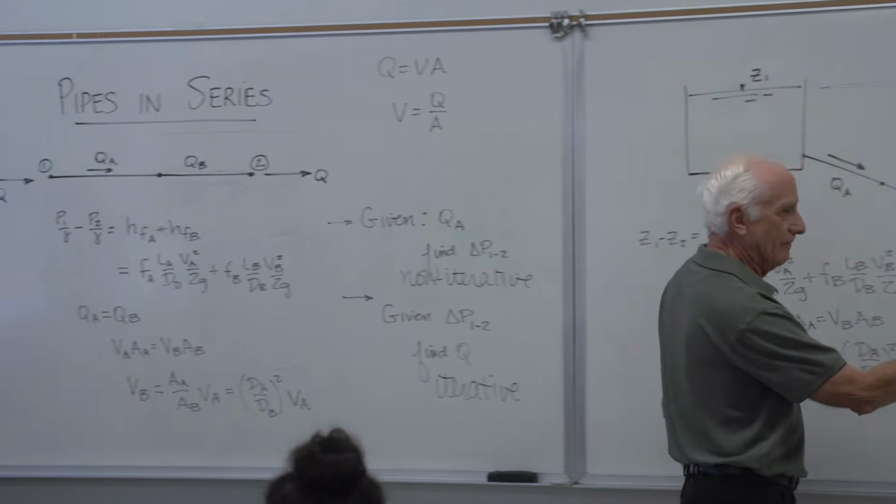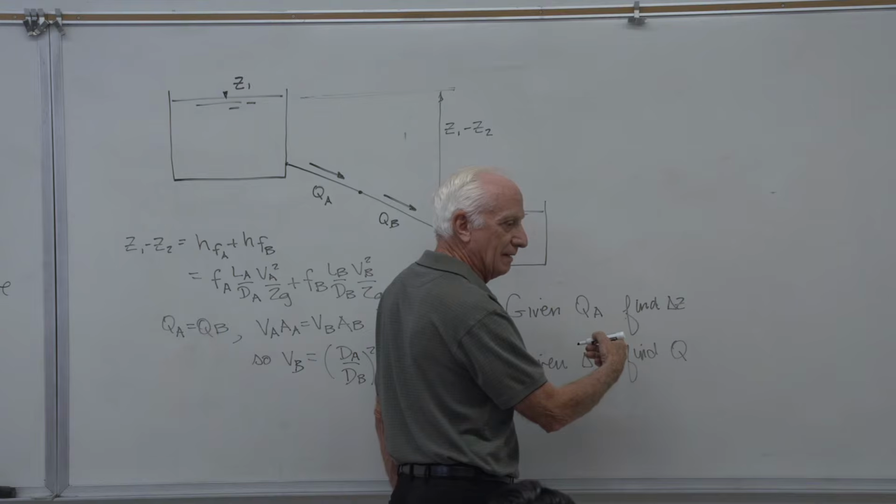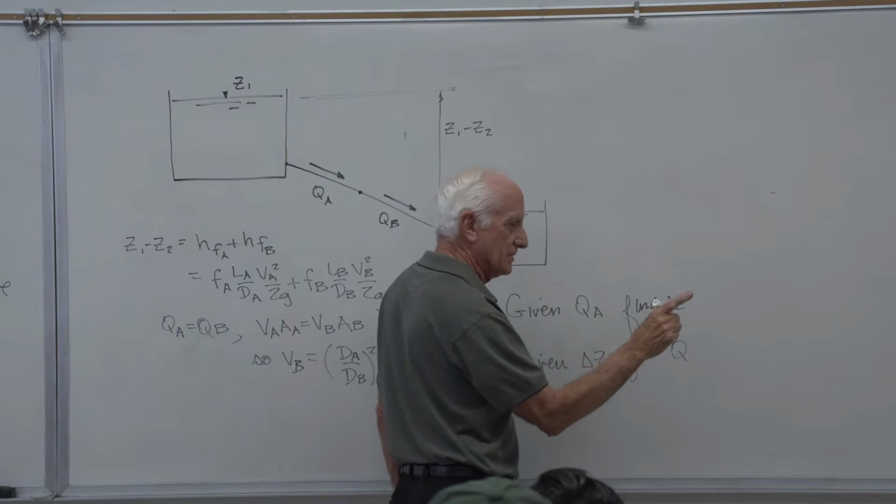Same thing here. If I'm given Q, I can find velocities. If I can find velocities, I can find the Reynolds number. If I know the Reynolds number, I go to the Moody chart and get the F. It's not a guess.